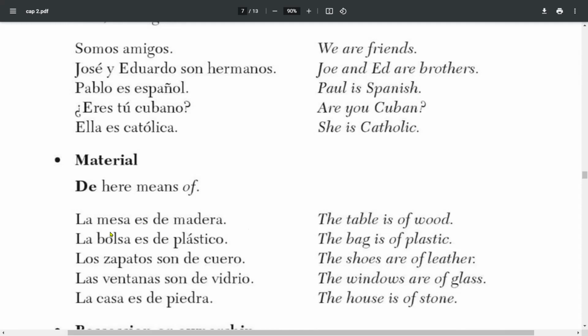¿De qué es la mesa? What is the table made of? ¿De qué es la mesa? Or ¿de qué material es la mesa? La mesa es de madera.